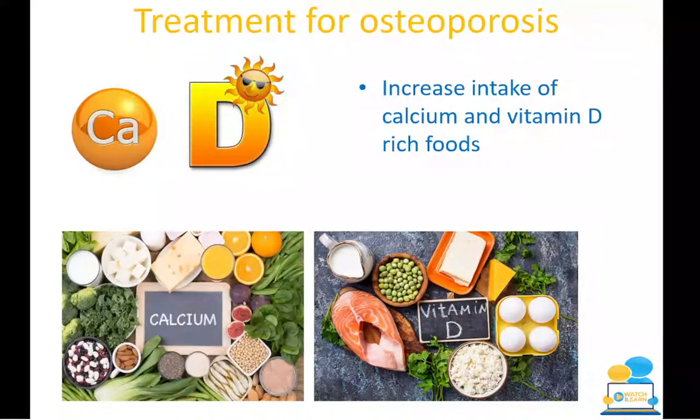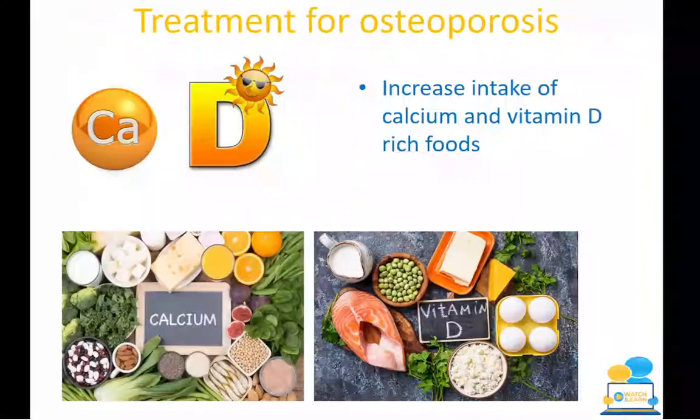So calcium and vitamin D are micronutrients. So your micronutrients mean you need them in smaller quantities than your macronutrients, and you're looking for the likes of your fat soluble vitamin, which is your vitamin D, and then your mineral, which is your calcium.